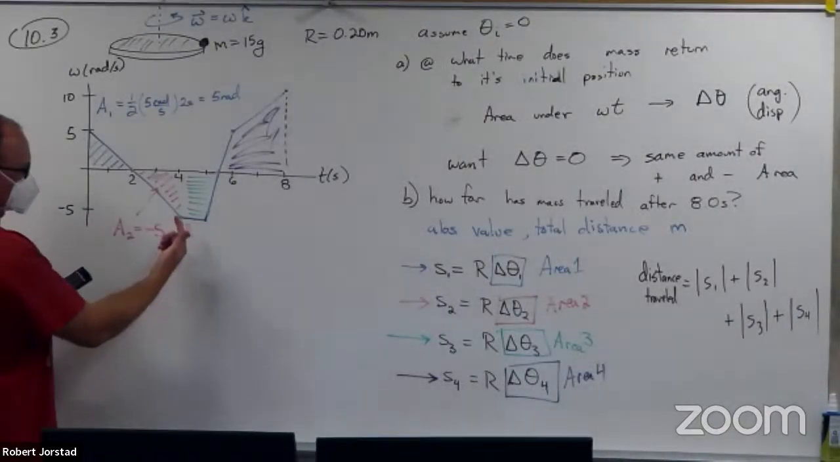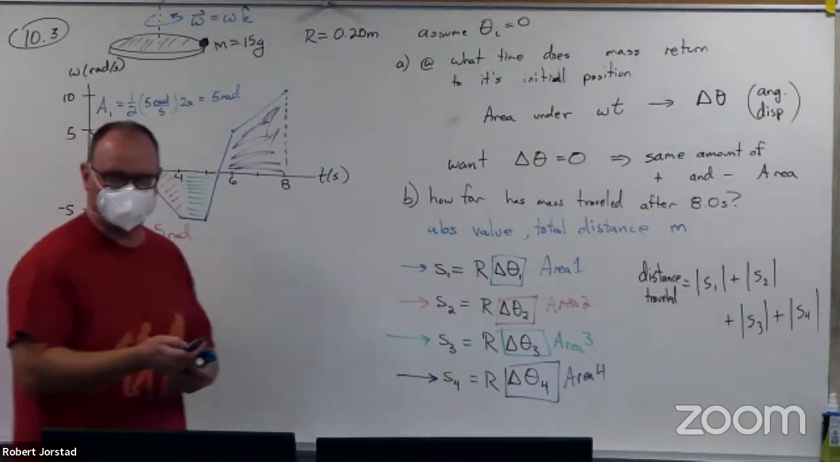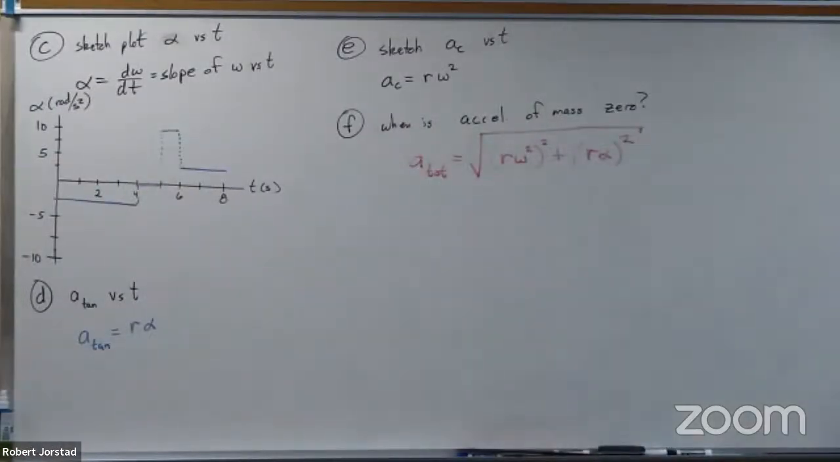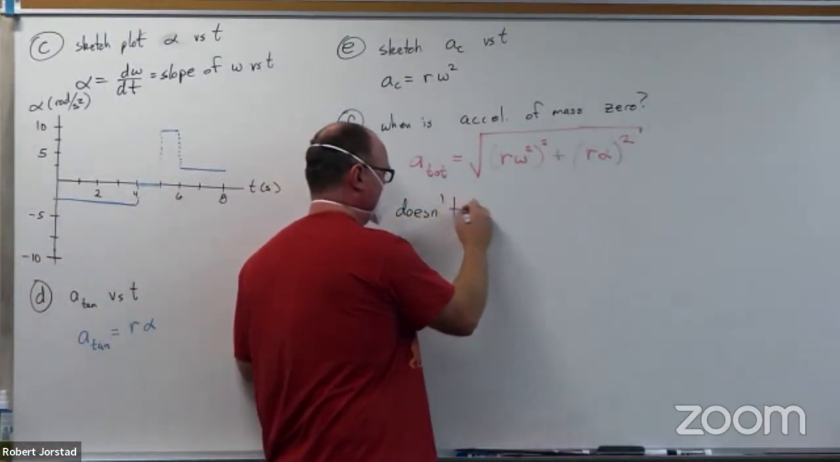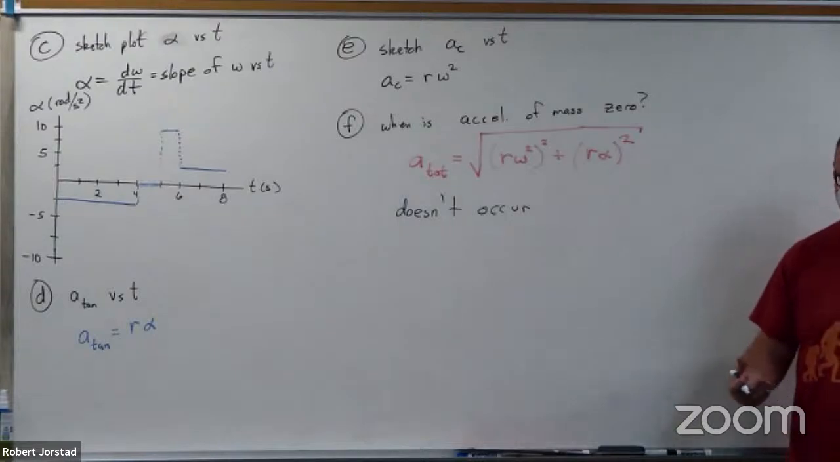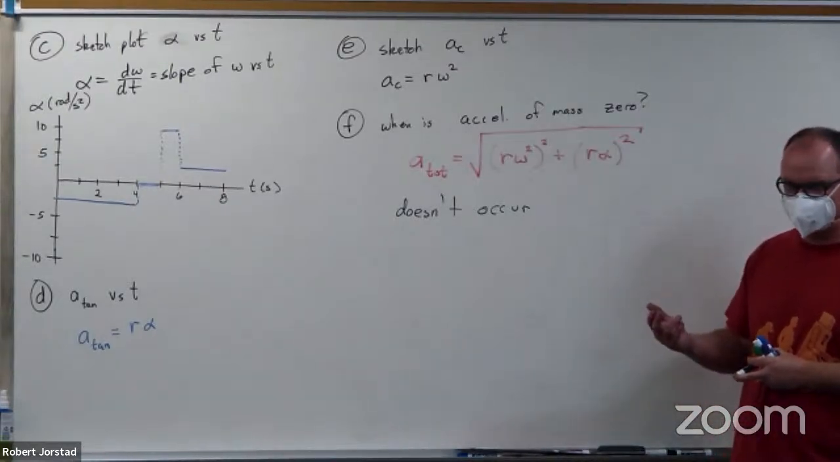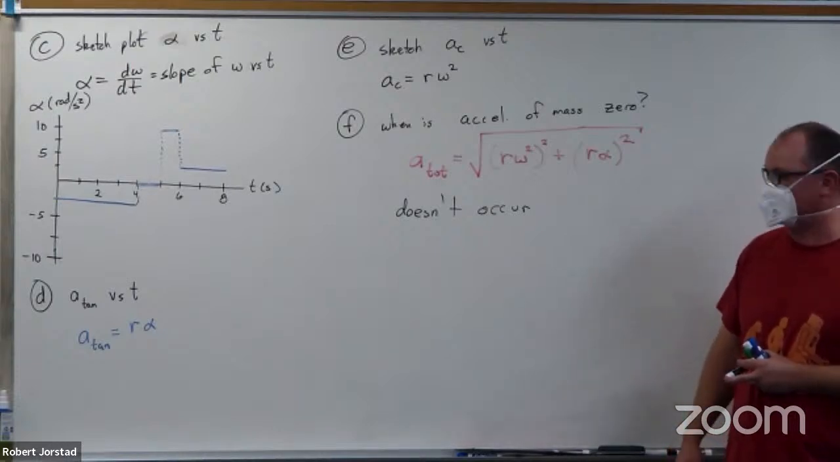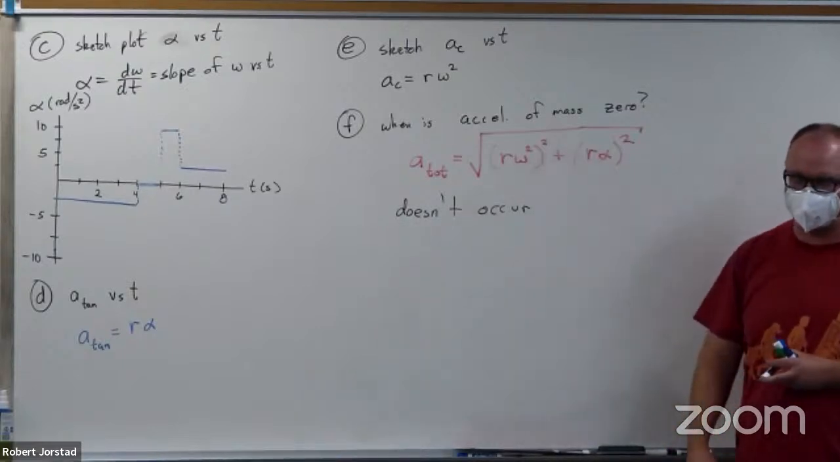Is omega equal to 0 between 4 and 5 seconds? No. So what is the correct answer to the question asked? Doesn't occur. You agree? In this particular one, this mass is always accelerating. Right? At an instant when omega is 0, alpha is not 0. At an instant when alpha is 0, omega is non-zero. You always have at least one component of acceleration.